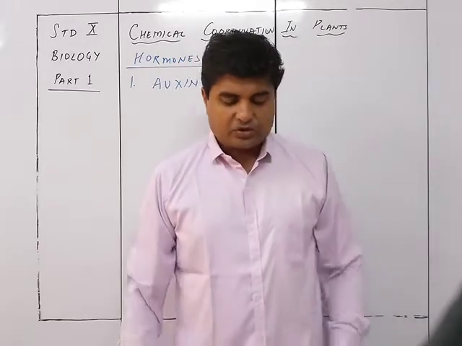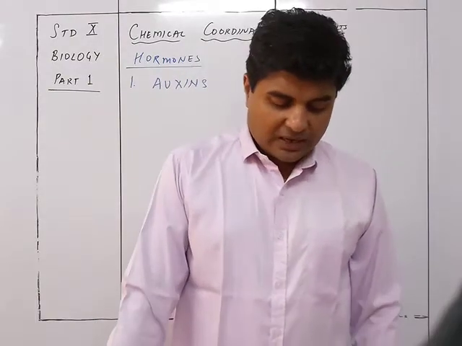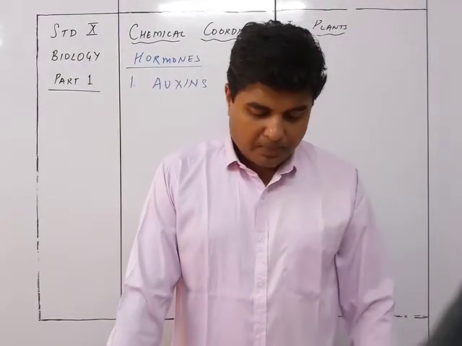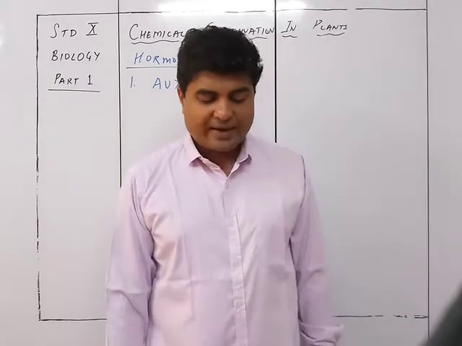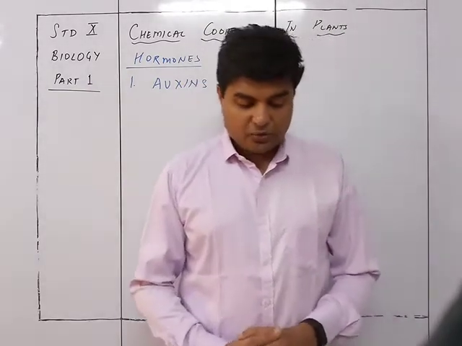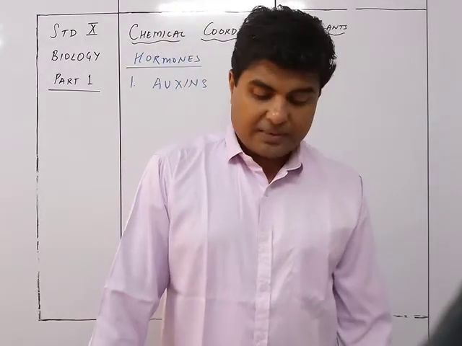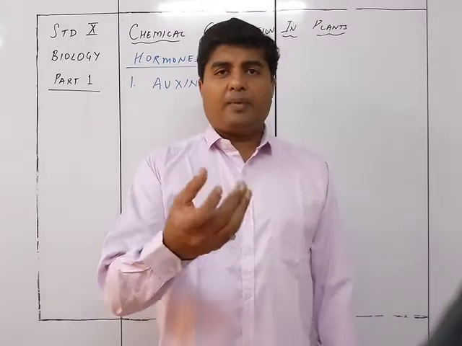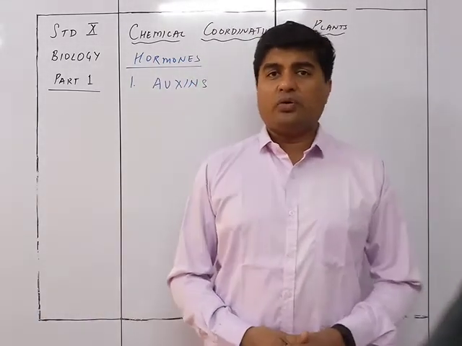Auxin can induce fruit formation without fertilization in fruits like apple, tomato, banana, etc. Such development of fruits without fertilization is called parthenocarpy, and the fruits are called parthenocarpic fruits. See, you must have seen many times that if you take the seeds of an apple and sow them into the ground, do you get an apple tree? No, you don't get an apple tree.